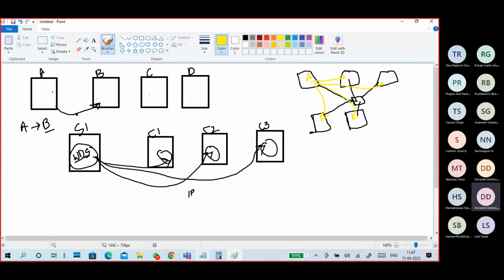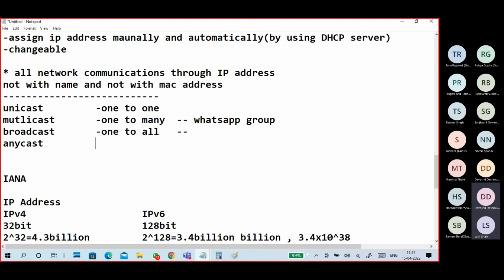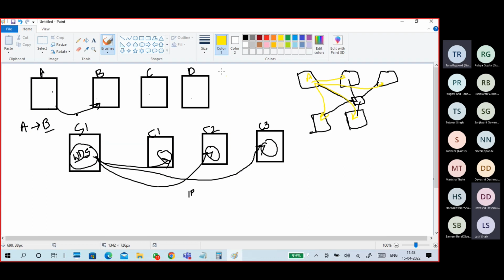Anycast. Anycast is used by IPv6 only. Anycast means one to all, but not all, only to the same protocol. Same type of protocol only. Protocol enabled. So IPv6 protocol only, because it's IPv6 related only.